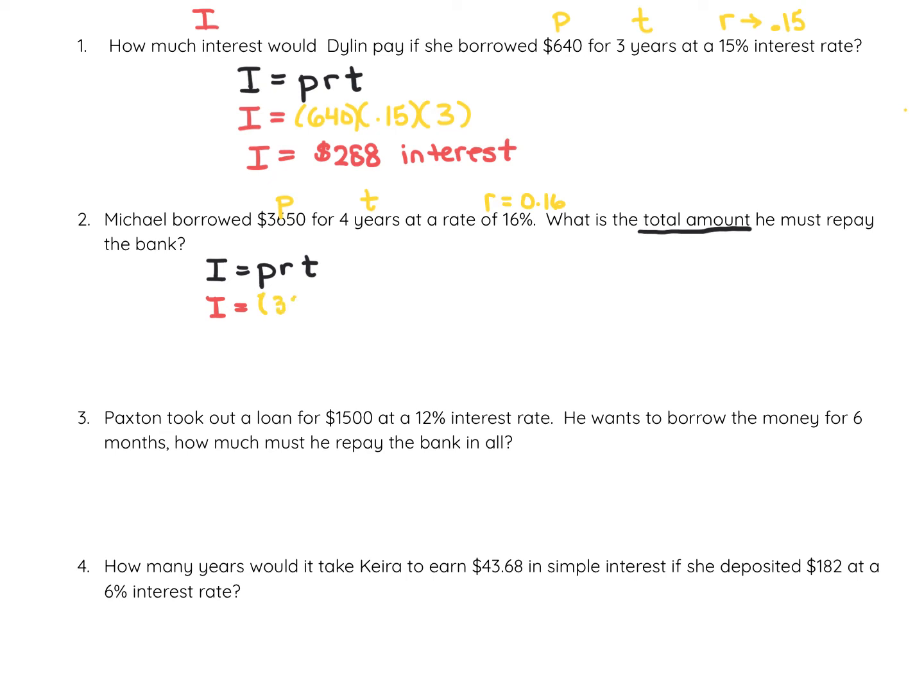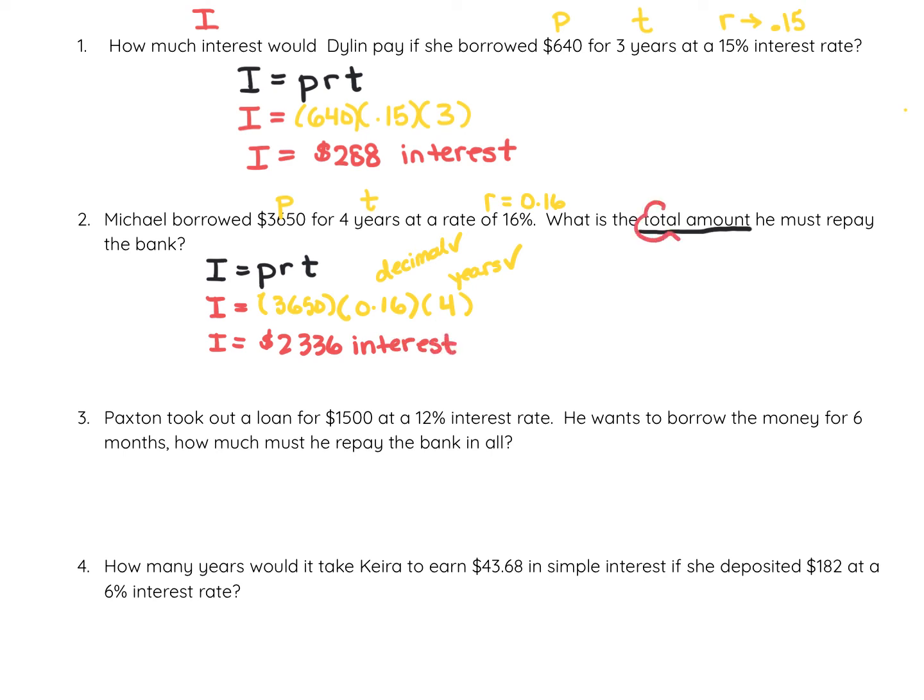My principal is $36.50. The rate is 0.16. And the time is 4. It's already in years. So every time you write the time, you just need to double check that that's in years. You need to double check that the rate is a decimal. I'm going to plug this into my calculator, and I'm going to get, for my simple interest, $2,336. This is my interest, and this is the cost of borrowing $36.50.